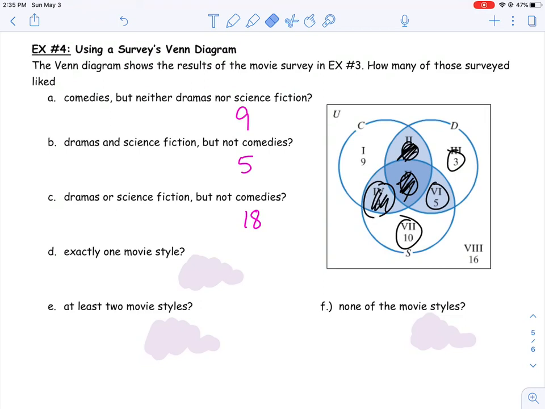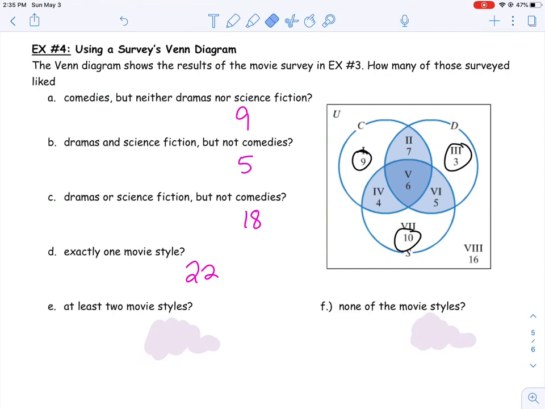How many people liked exactly one movie style? How many people liked only comedies and only science fiction and only dramas? There weren't any overlaps. That's 9 plus 3 plus 10. Did you say 22? All right, we're almost finished.